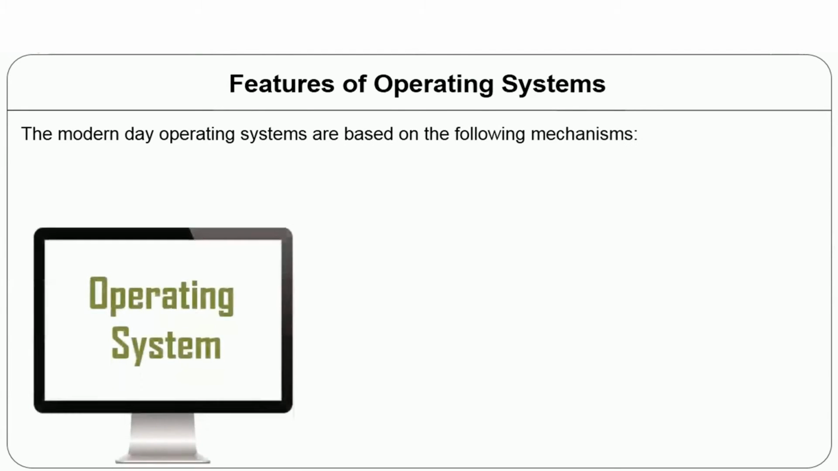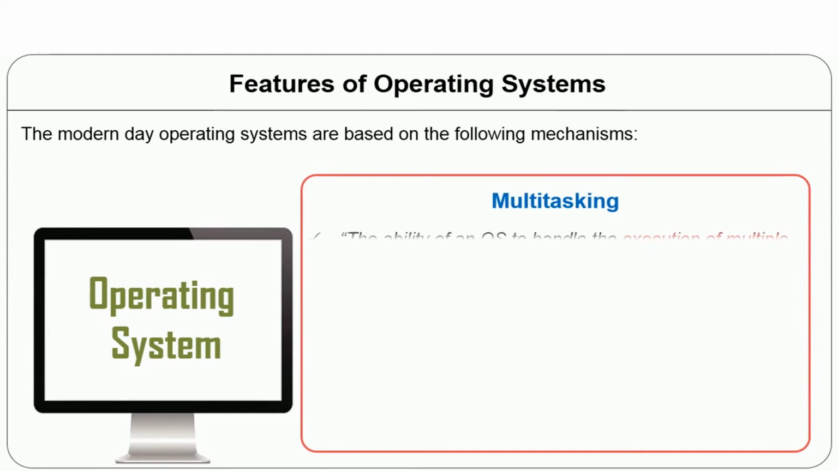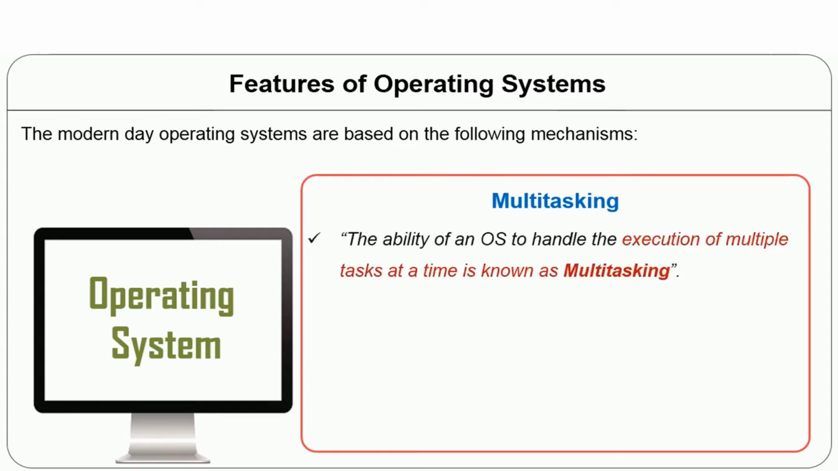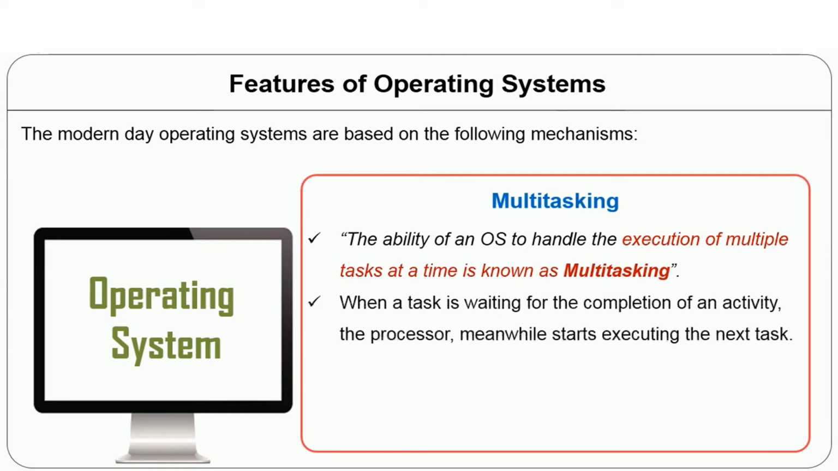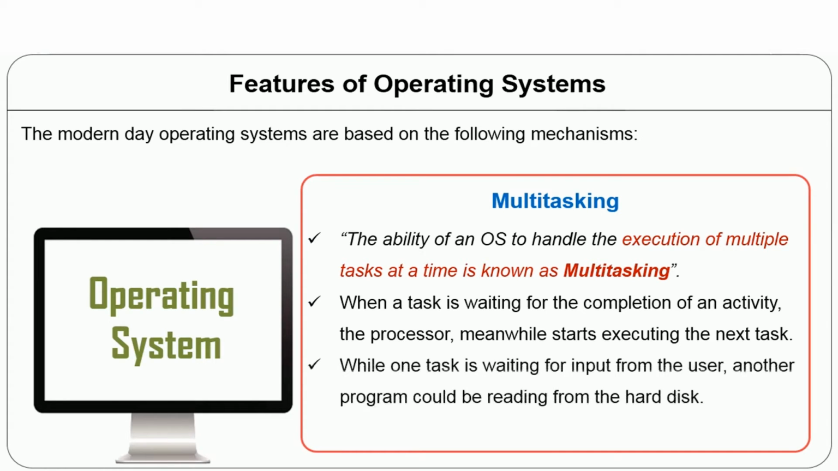Features of operating system. The modern day operating systems are based on the following mechanisms. Number one, multitasking. The ability of an operating system to handle the execution of multiple tasks at a time is known as multitasking. When a task is waiting for the completion of an activity, the processor meanwhile starts executing the next task. While one task is waiting for input from the user, another program could be reading from the hard disk.